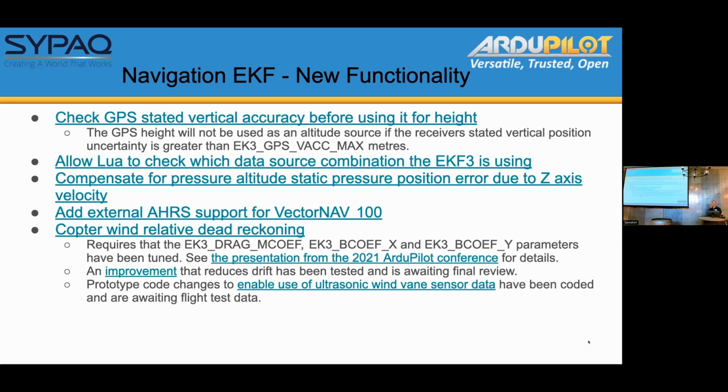The first item, and this is an important one, is that previously, if you requested by the parameters to use GPS as the primary altitude source, it would use GPS as the primary altitude source if it had a 3D lock, regardless of the recorded accuracy for the vertical position. So you can now specify the required accuracy before we use that GPS height.